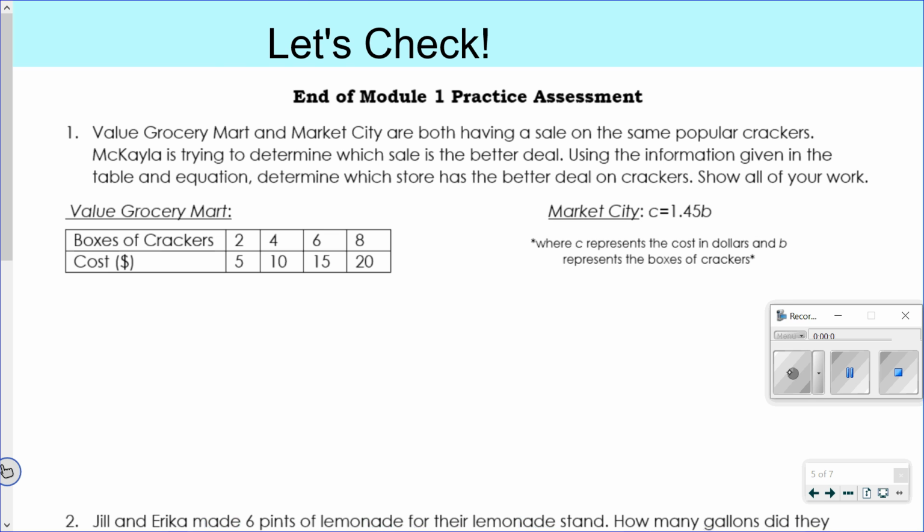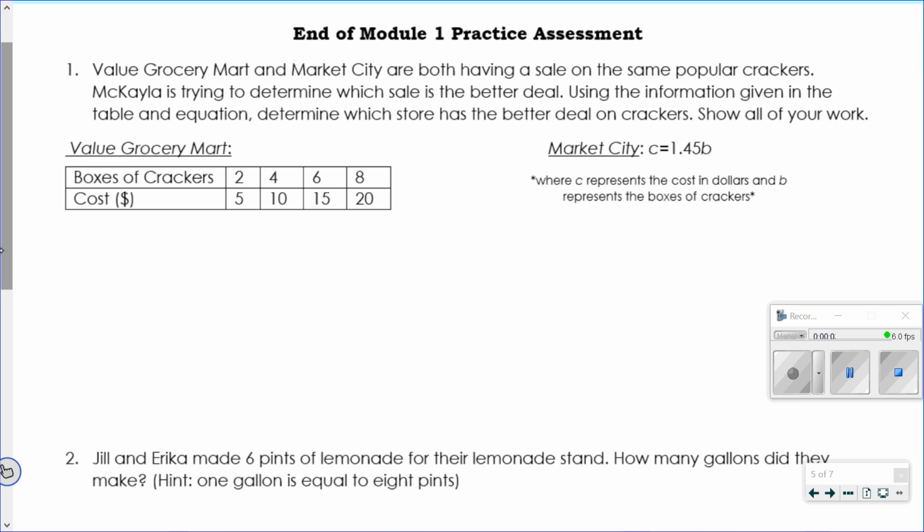Okay, so here is the end of Module 1 test. Again, the practice assessment is exactly like the real test. All we did was change the numbers. So your numbers are different, but overall it should be about the same.